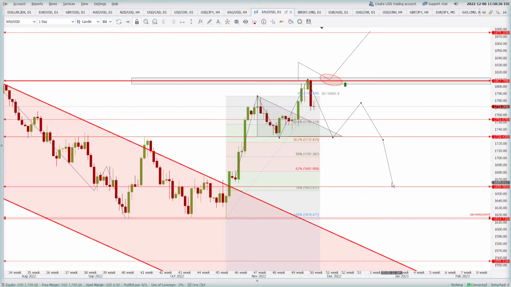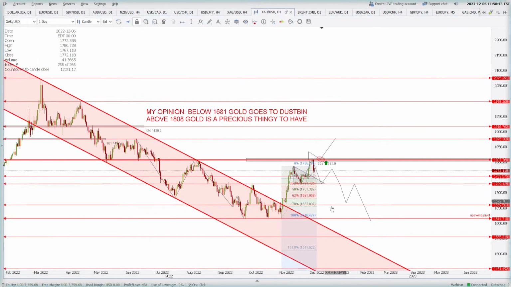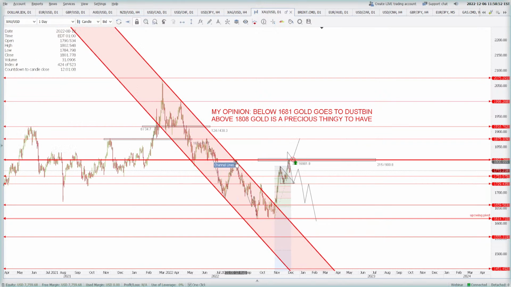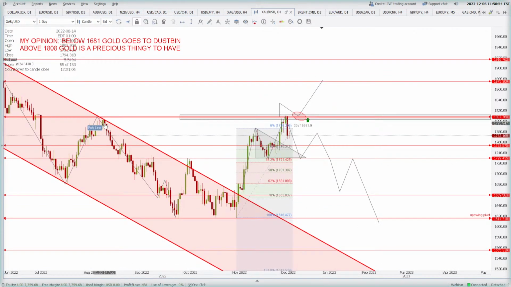All right, and then breaking lower and then testing the neckline and going further, because I was bearish about this one below 1683. You see, below 1683 it went lower but immediately came back, only to get rejected at this level of 1807, which was the previous level.